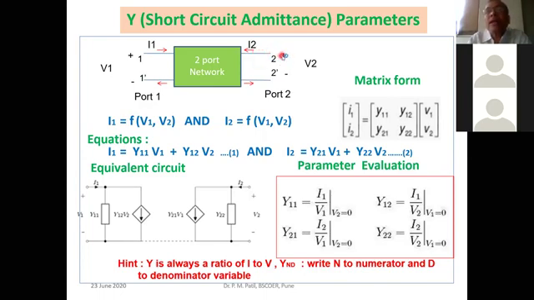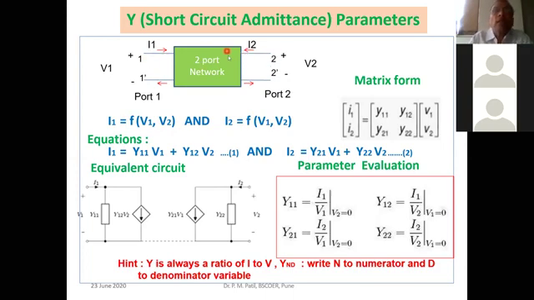The polarities are such that the upper terminals are positive and the lower ones negative. So terminals 1 and 2 have positive polarity, and 1 dash and 2 dash are connected to the negative polarity of the voltage source. Current I1 will enter at node 1 and current I2 will enter at node 2.